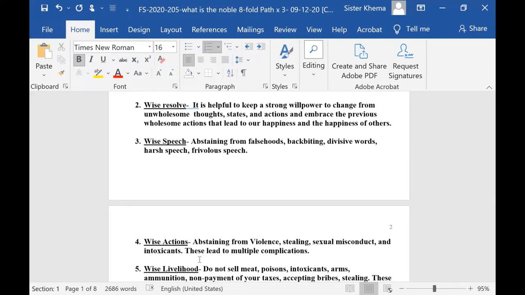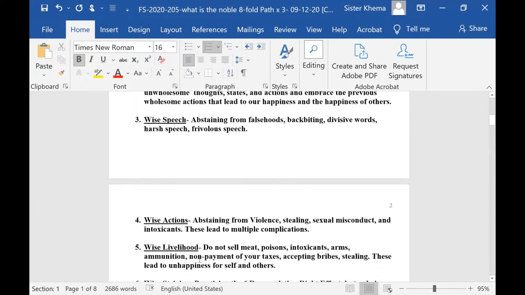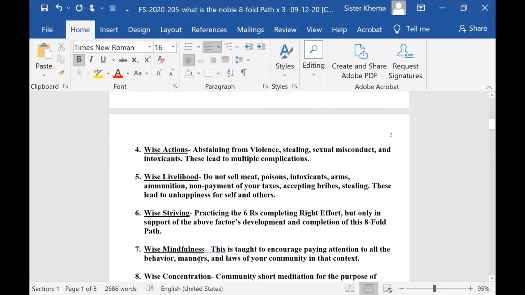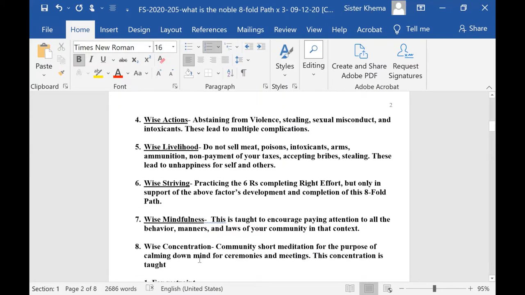The third one, we say wise speech, abstaining from falsehoods and backbiting, divisive words, harsh speech, frivolous speech. We recognize this is tied directly into the precepts. And then comes wise actions, abstaining from violence and stealing, sexual misconduct, intoxicants, and these lead to multiple complications.